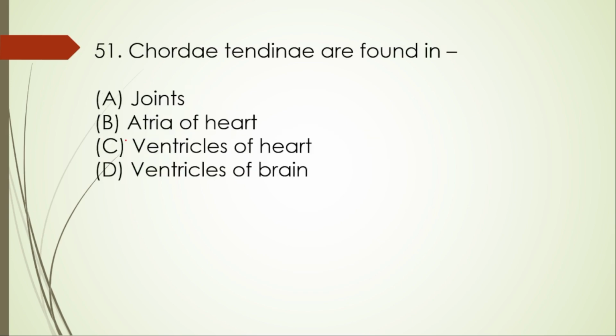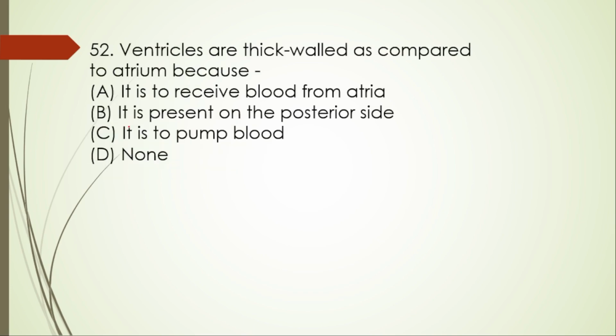51. Chordae tendineae are found in A. Joints, B. Atria of heart, C. Ventricle of heart, D. Ventricles of brain. So here the right option is option C. Ventricles of heart.